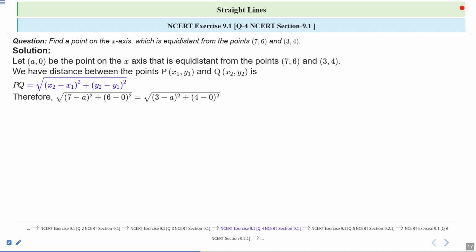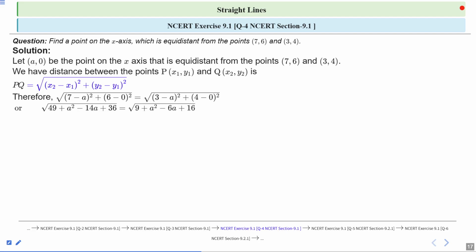Why? Because the point (a, 0) is equidistant from the points (7, 6) and (3, 4). That means if we find the distance between (a, 0) and (7, 6), and the distance between (a, 0) and (3, 4), they will be equal. So we get this equation: square root of (7 minus a) whole square plus (6 minus 0) whole square is equal to square root of (3 minus a) whole square plus (4 minus 0) whole square. Now let us simplify it.